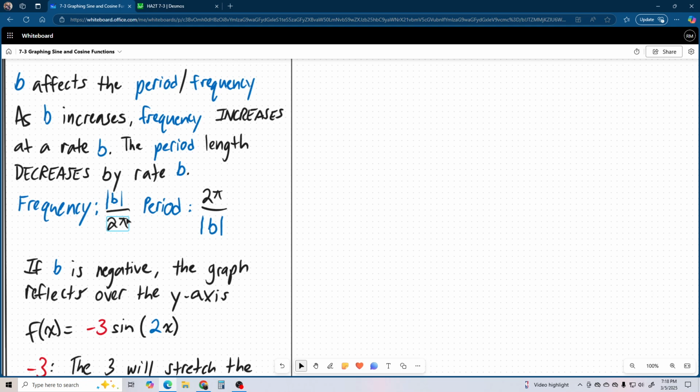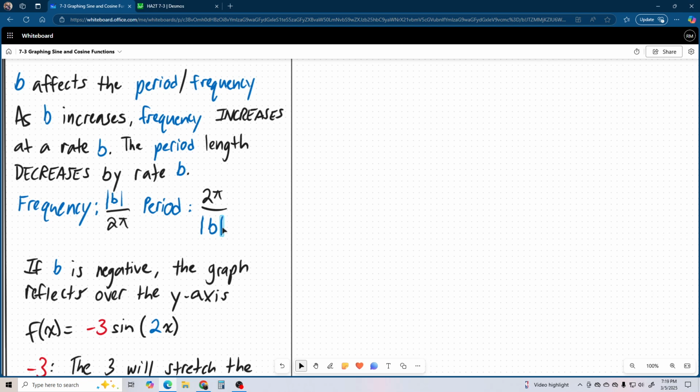So you're going to get twice as many waves. If b is 3, you're going to get 3 times as many waves, right? And then the period, of course, is normally 2 pi divided by 1. If b is 2, this is going to be 2 pi divided by 2, right? So it's the same concept. The period is half as long, right?